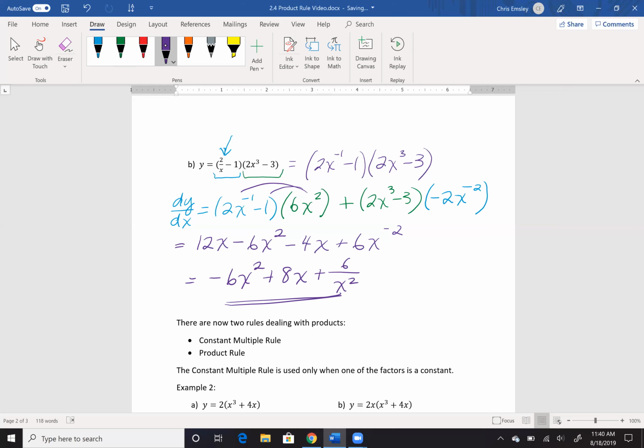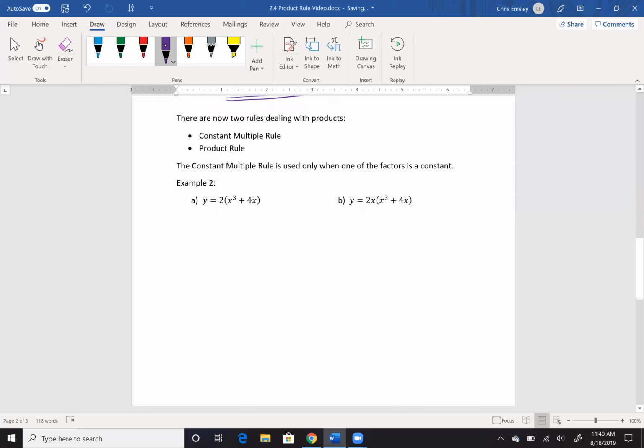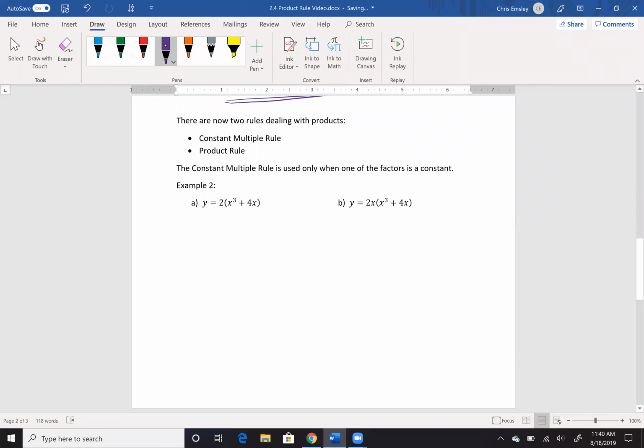Okay, now that we've introduced this new product rule, we now have two differentiation rules that deal with products, the constant multiple rule and the product rule. So I want to make sure you understand when we need to apply each of those. The constant multiple rule is used only when one of the factors is a constant, okay? So look at this next example too, A and B. Look at the difference between these two.